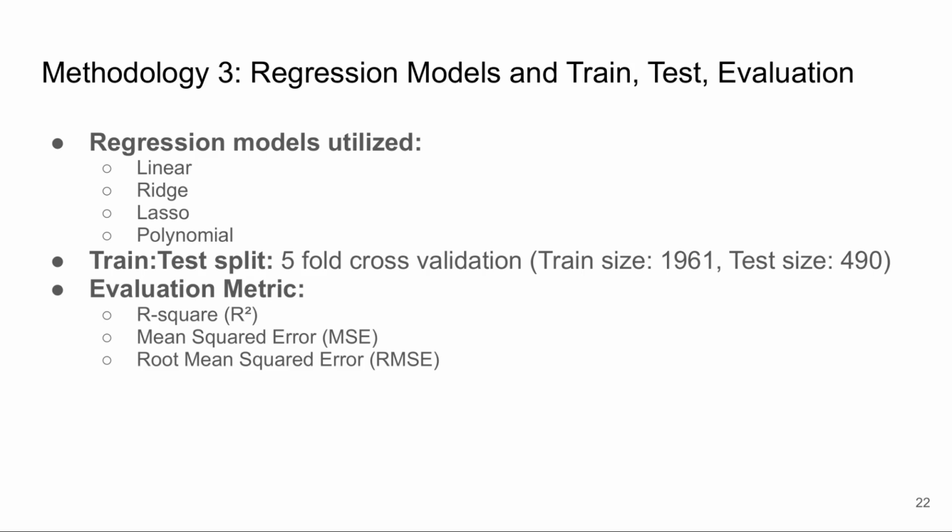Here we utilize four regression models, which are linear, ridge, lasso, and polynomial regression. We used 5-fold cross-validation, which splits the dataset with a train size of 1961 and a test size of 490 each time. For our evaluation, we used three different metrics, which are the R-square, the mean squared error, and the root mean squared error. So moving on to the next slide.